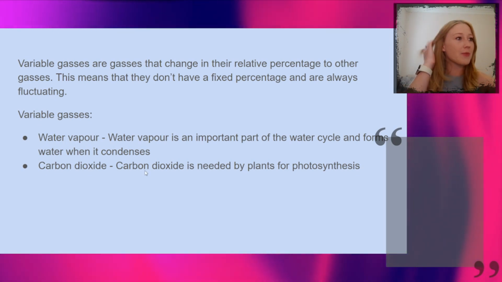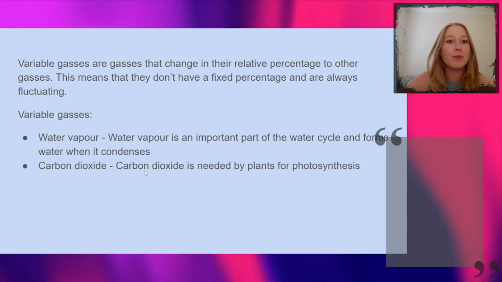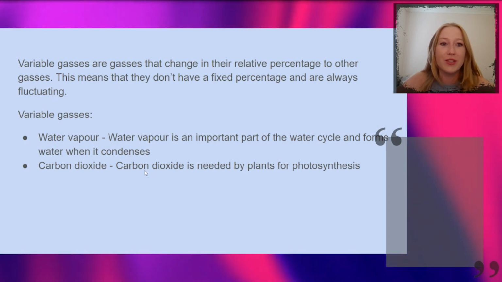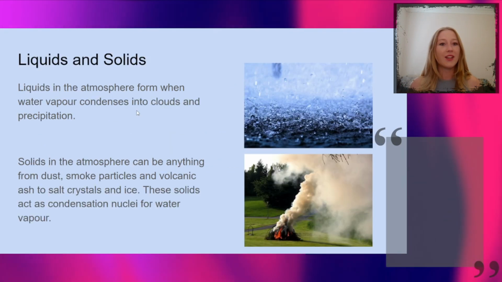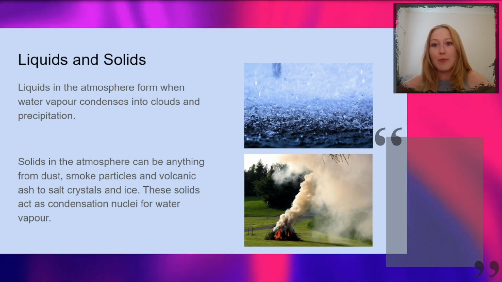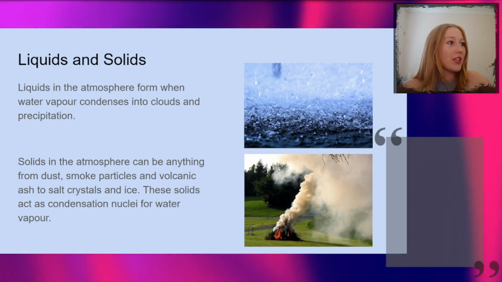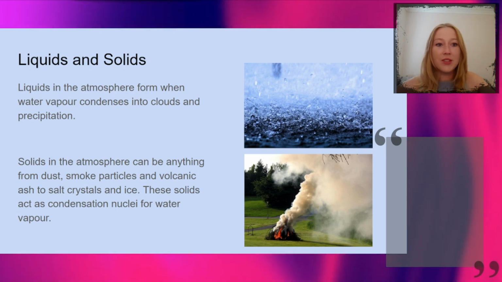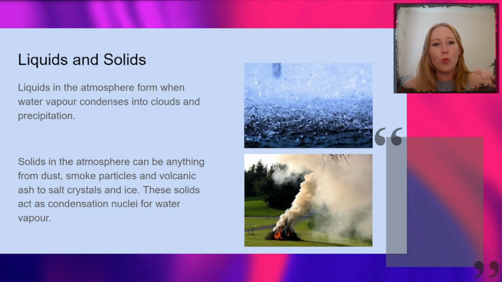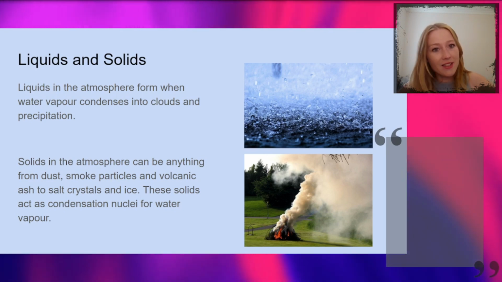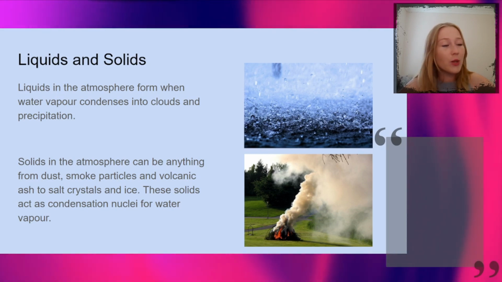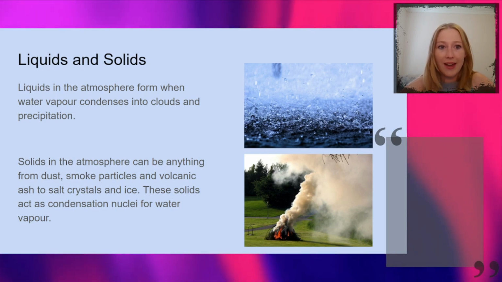So those are the different types of chemicals that actually make up our atmosphere and how we look at the variable versus permanent gases. Okay, then like I said, we also have liquids and solids in the atmosphere. So liquids, usually your ideal example is water that has condensed. So when water vapor is in its gaseous state, but when it cools and it condenses, it turns into liquid, and that's how we would see it as clouds.